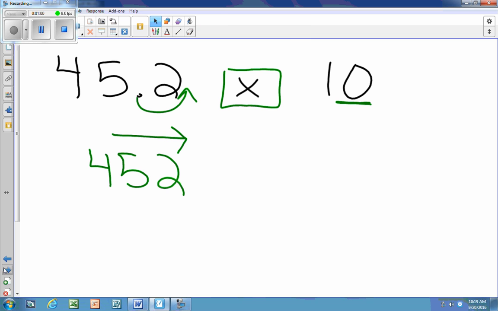And a way to check what we're doing is we can ask ourselves, is 452 greater than 45? And the answer is yes. And when we multiply, numbers get larger, so that tells us that that makes sense.